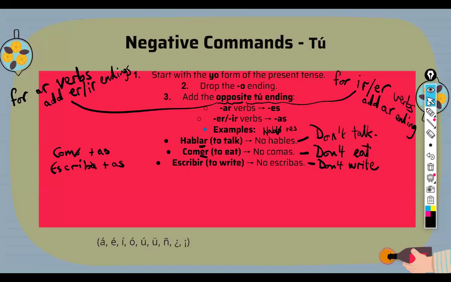So basically, negative commands come from the subjunctive, which we are not learning in lessons as yet, but eventually your teacher might go over it with you. And if you continue with Spanish, we might do it together. But negative commands are formed with the subjunctive.